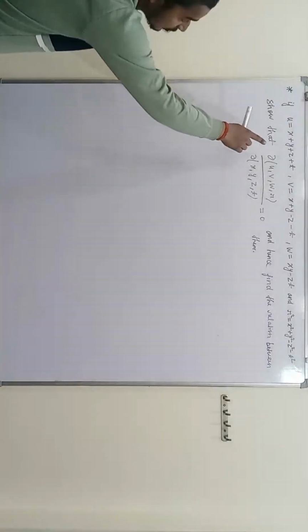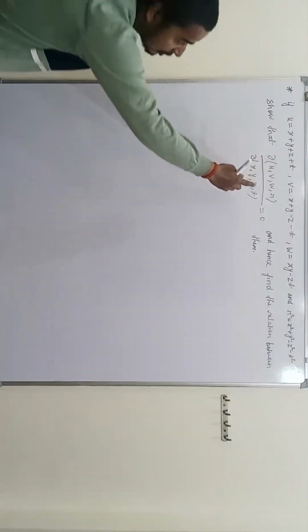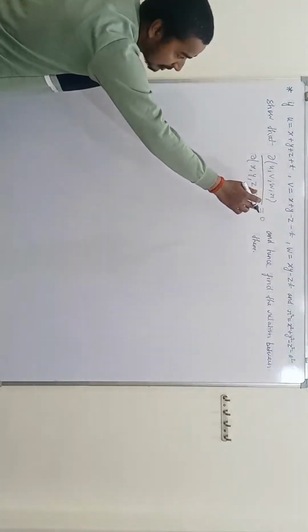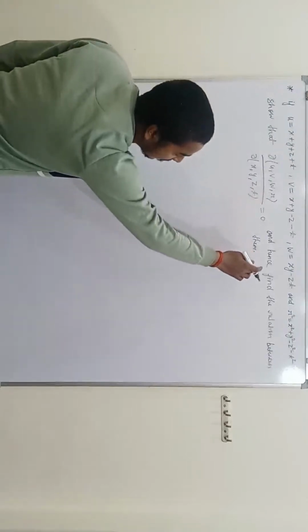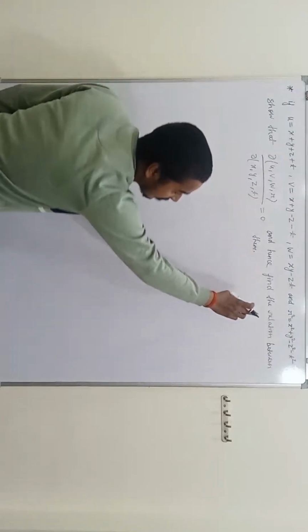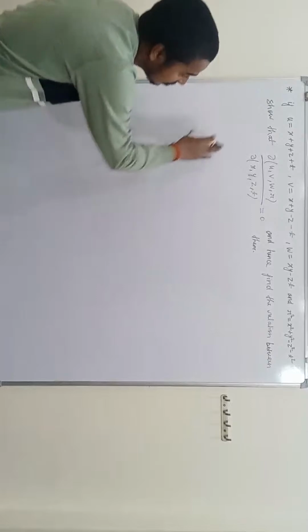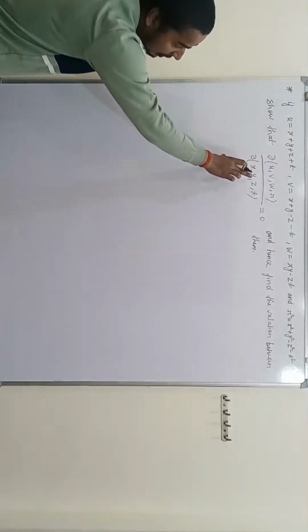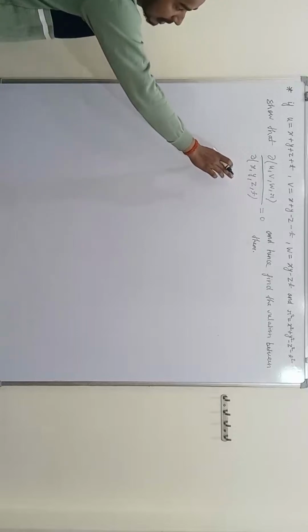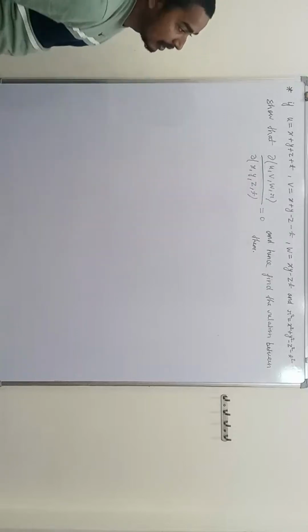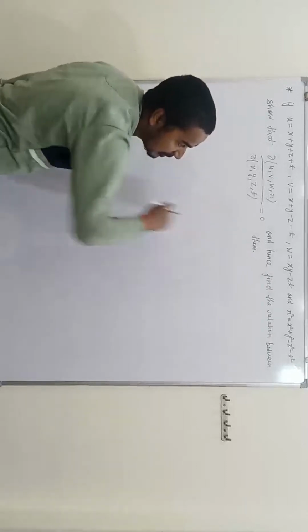Here in the question, if u is equal to x plus y plus z plus t, and v is equal to x plus y minus z minus t, and w is equal to xy minus zt, and r square is equal to x square plus y square minus z square minus t square, then show that del of u comma v comma w comma r upon del of x comma y comma z comma t is equal to 0, and hence find the relation between them.